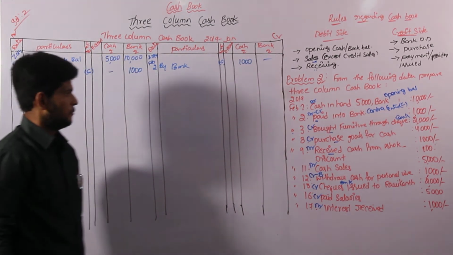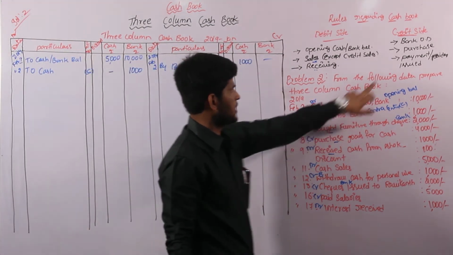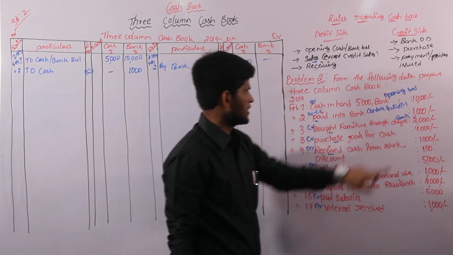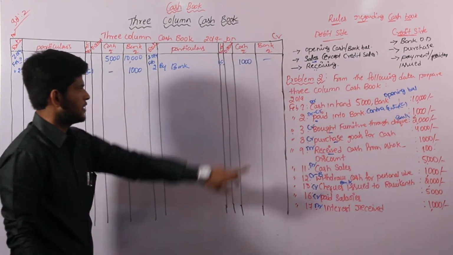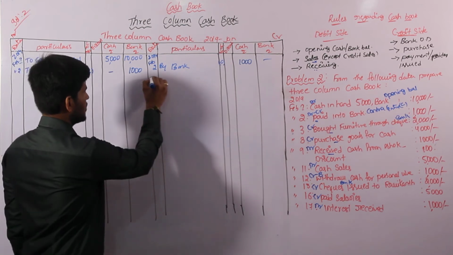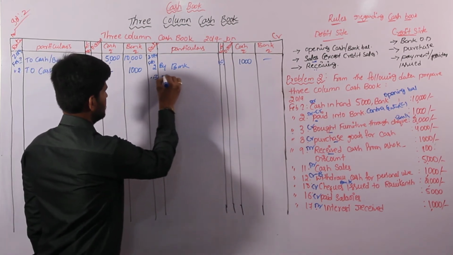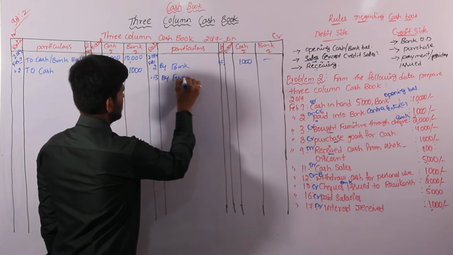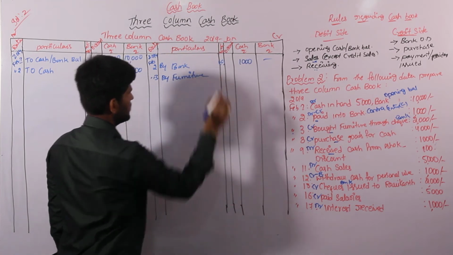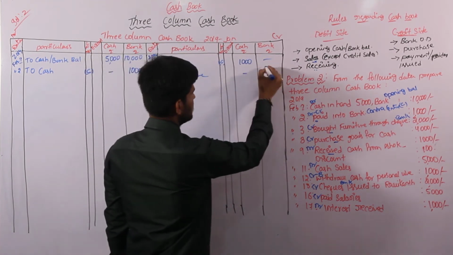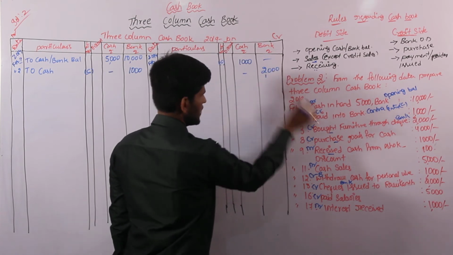And next one, bought furniture through check. Purchase is there in credit, but we are purchasing furniture by paying by check. The check will be converted into bank on the day, that is the 3rd. By furniture we have to write, but enter in the bank column 2000 because there is the word check.